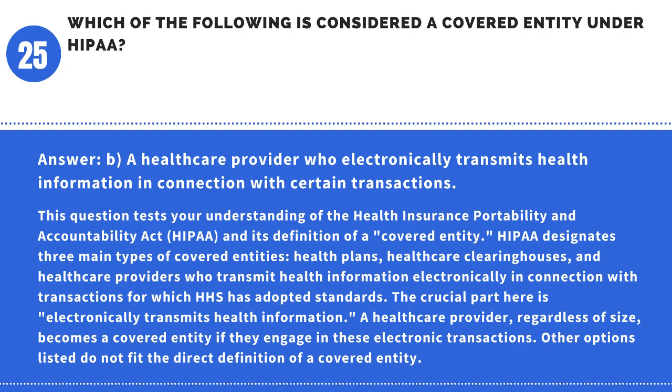This question tests your understanding of the Health Insurance Portability and Accountability Act, HIPAA, and its definition of a covered entity. HIPAA designates 3 main types of covered entities: health plans, healthcare clearinghouses, and healthcare providers who transmit health information electronically in connection with transactions for which HHS has adopted standards. The crucial part here is electronically transmits health information. A healthcare provider, regardless of size, becomes a covered entity if they engage in these electronic transactions. Other options listed do not fit the direct definition of a covered entity.